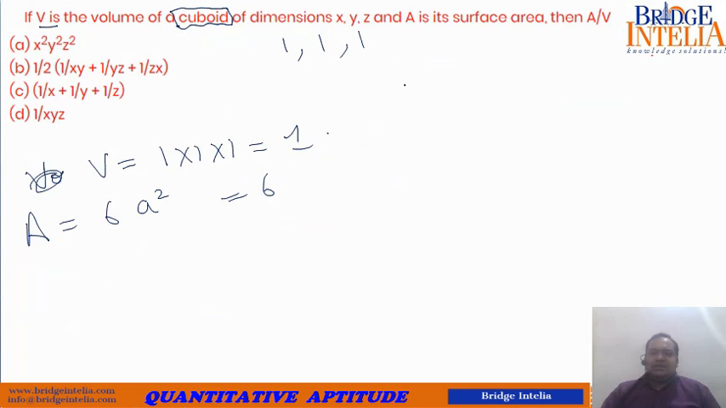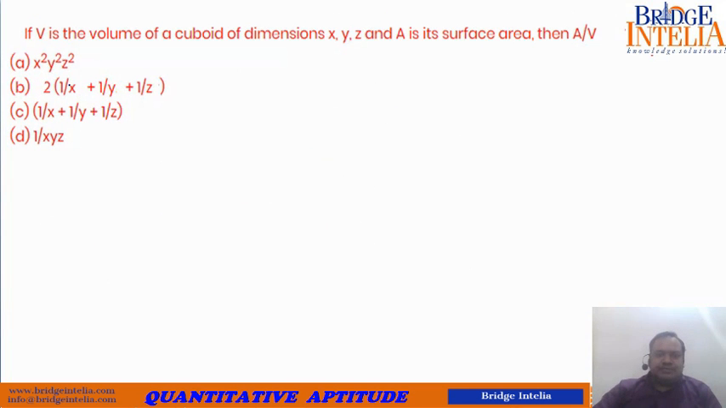Let's move to the next one. So let's see what this question is about. If V is the volume of a cuboid of dimensions x, y and z and A is its surface area, then A by V is given by which of these options? So let us see. Dimensions are x, y and z. So volume V is equal to what? Length into breadth into height. So in our case it will be x into y into z, because the dimensions are not a, b and c but rather x, y and z.